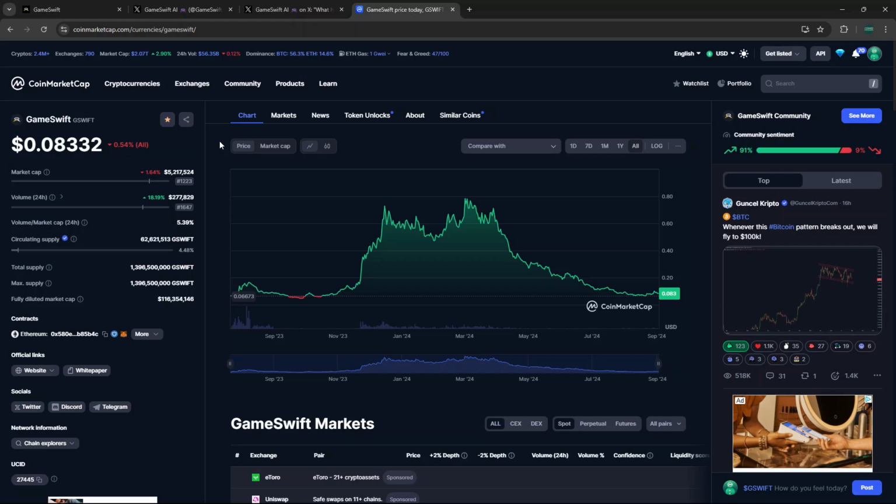I still think that GameSwift is a billion-dollar circulating market cap project at the height of an AI or gaming run. If the altcoin season really gets crazy like we think it potentially could, I personally don't think it's insane to think that GameSwift can get to 500 million to a billion market cap wise. Let me know in the comments.